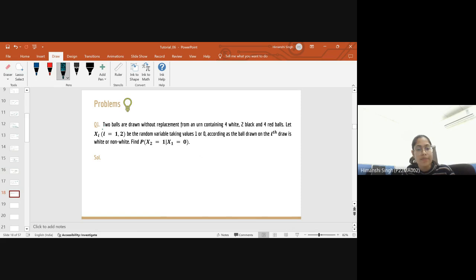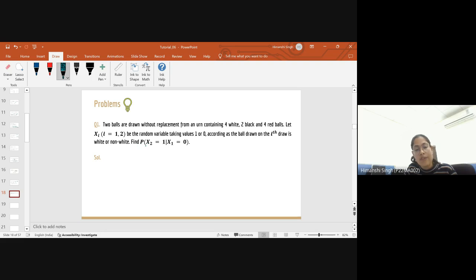So we have question one: two balls are drawn without replacement from an urn containing four white, two black, and four red balls. Let Xi be a random variable taking value 1 or 0. Xi will be 1 if the ith draw is white, and Xi will be 0 if the ith draw is not white. So the probability is given like that.